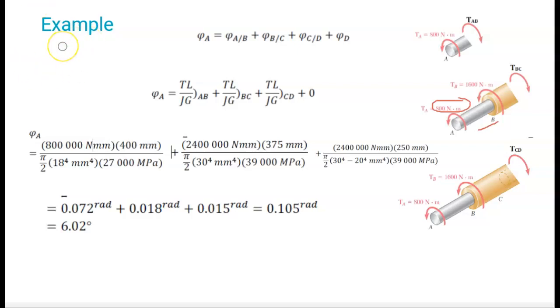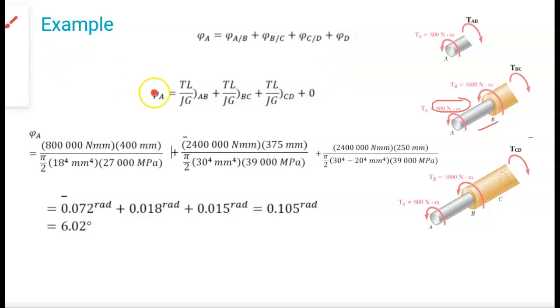Let's have a look. This is to support the previous video. Now here, when we set the angle of twist at A, that should be equal to the angle of twist of this bar, the angle of twist because of that one, and the angle of twist because of the hollow one, and the angle of twist at the end, which was the solid rigid. That will have an angle of twist of 0, so we can ignore that one.